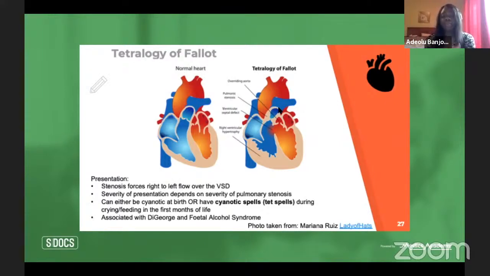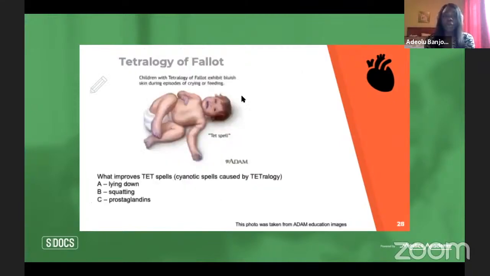So what can happen is that because of that, you'll have a spectrum of tetralogy of Fallot. So you'll have some babies that have a really, really significant degree of stenosis that will be cyanotic at birth, or you'll have some babies that will have these things called cyanotic spells, where during crying or feeding, they'll basically turn blue. And that's because those times cause them to have increased work of the heart, which would then cause increased deoxygenated blood flowing, which would then make them turn blue. And tetralogy of Fallot is associated with DiGeorge syndrome and also fetal alcohol syndrome. And this is a photo of what a cyanotic or a TET spell would look like.